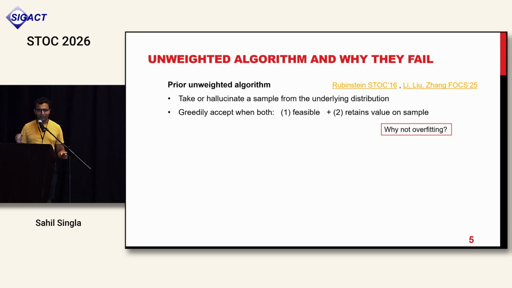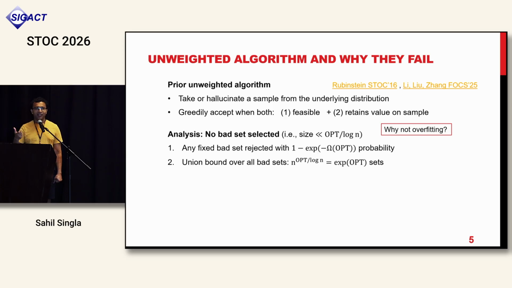That's the high-level overview. And so the algorithm is quite natural, but it's not clear why the algorithm should work. Because you might be overfitting to the sample that you took. Initially, this sample is a very good surrogate for the distribution, but gradually it may not be. And so the main idea of these prior algorithms was to argue that no bad solution, by bad I mean, let's say, a small cardinality solution, a small size set, will be selected.